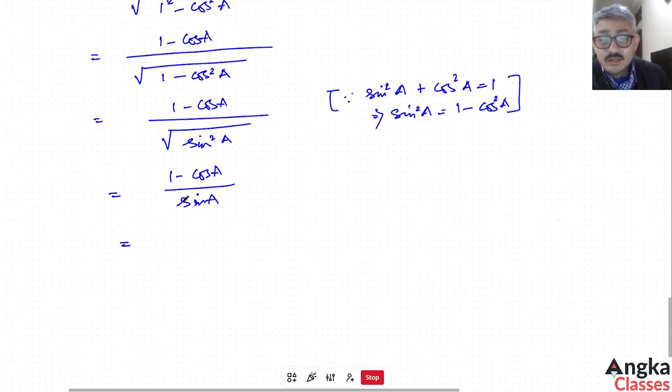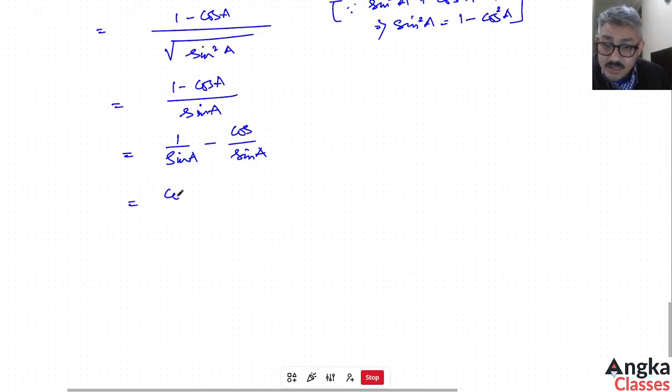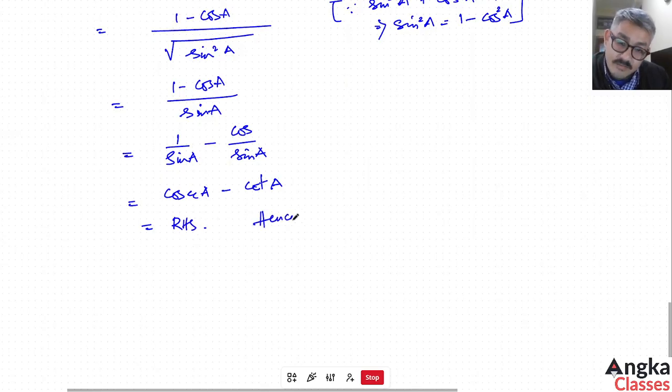Then this gives 1 by sine A minus cos by sine A, which is cosec A minus cot A, the expression on the right hand side. So hence proved.